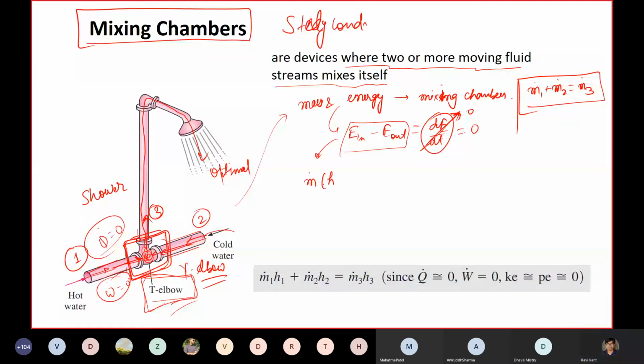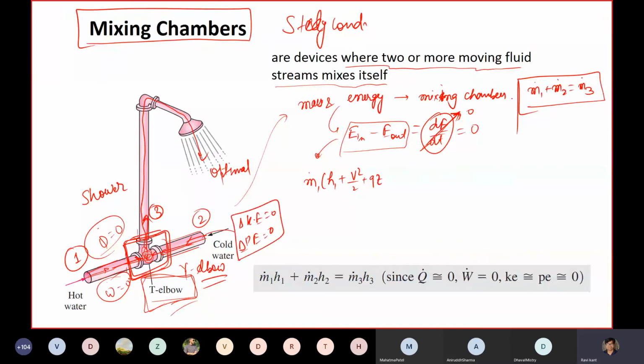Theta is h1 plus v square by 2 plus gz, or again we estimate, we assume that the change in kinetic energy and potential energy is negligible.